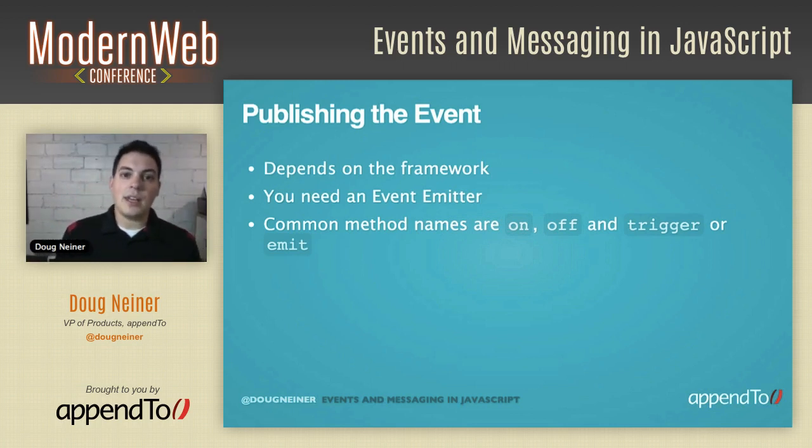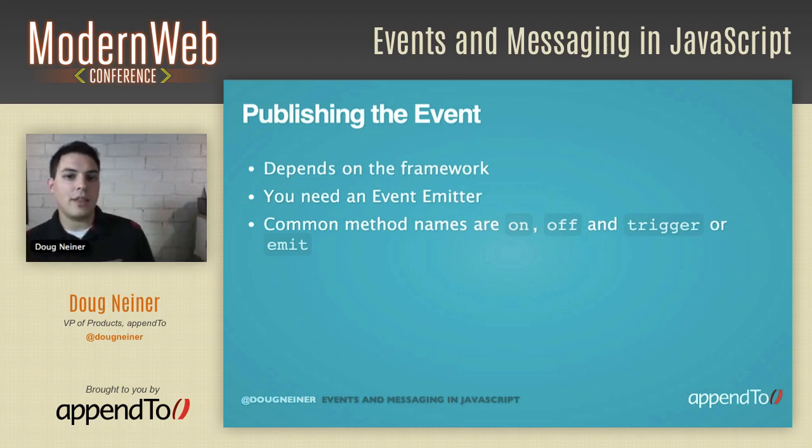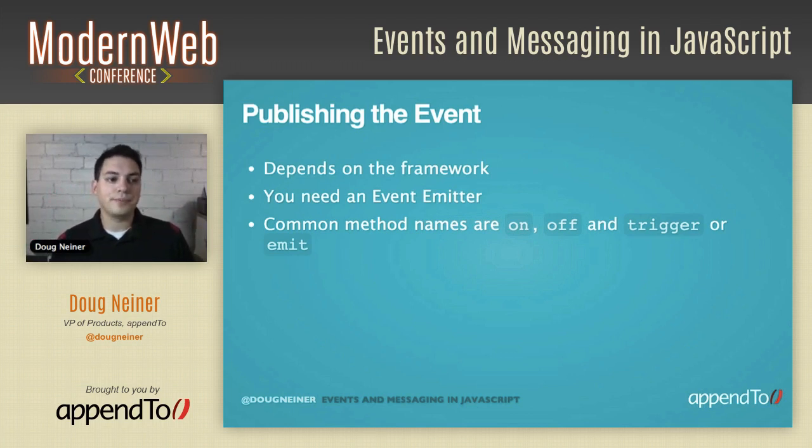But at the end of the day, you need a library that has an event emitter built into it, or you need to load an event emitter. And I'll show you one called Monologue in a minute. So you need something that has an on and off and a trigger or emit method, so you can subscribe to events, unsubscribe from events, and then have a way to trigger or emit those events. There's plenty of libraries out there that do this. Some of them have it built in.